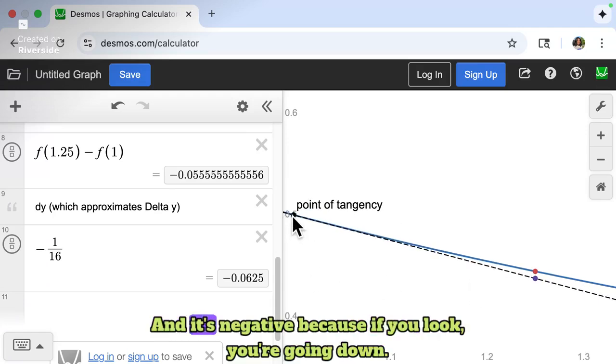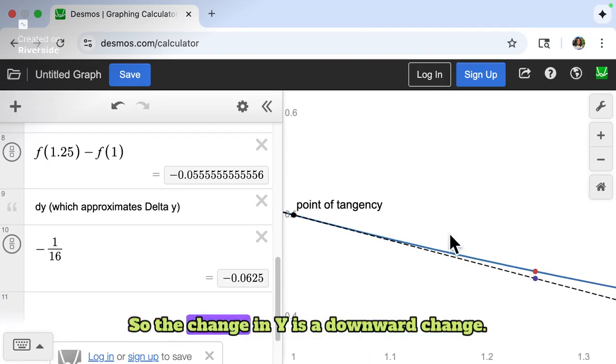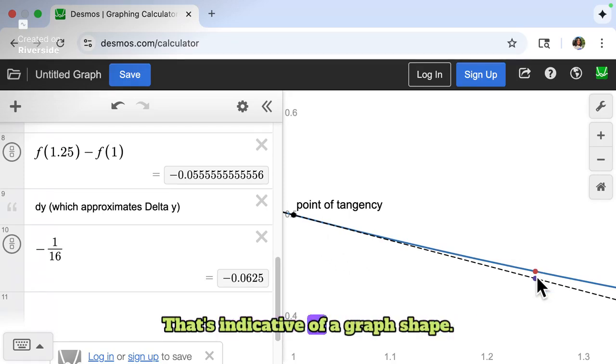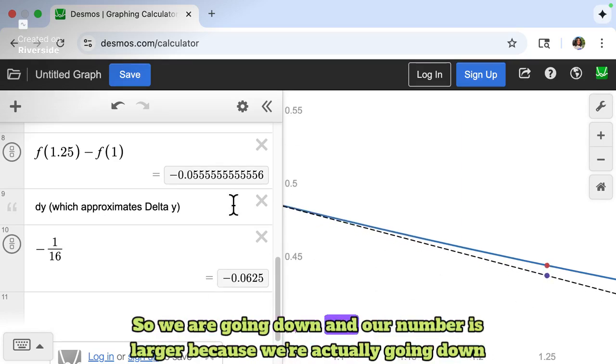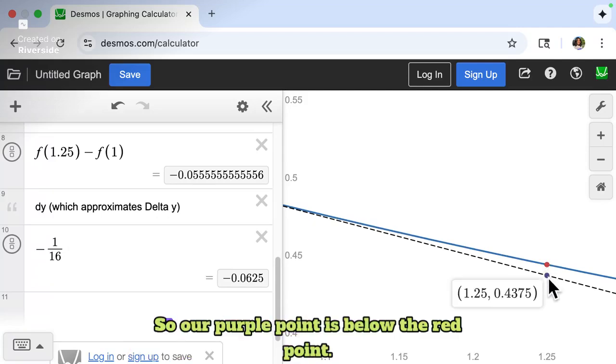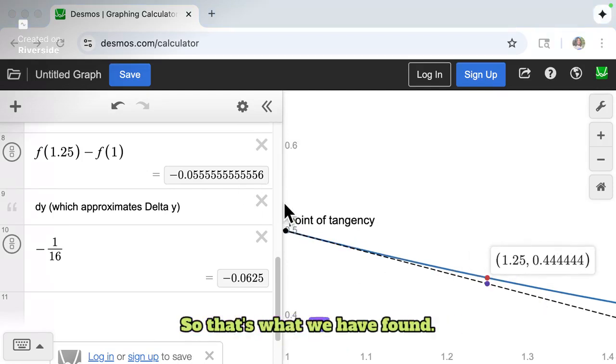And it's negative because if you look, you're going down. So the change in y is a downward change. That's indicative of the graph shape. It's a decreasing tangent. So we are going down and our number is larger because we're actually going down further. So our purple point is below the red point. So that's what we have found.